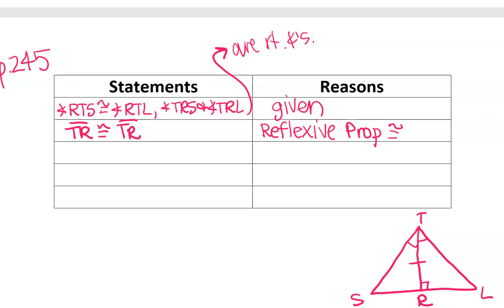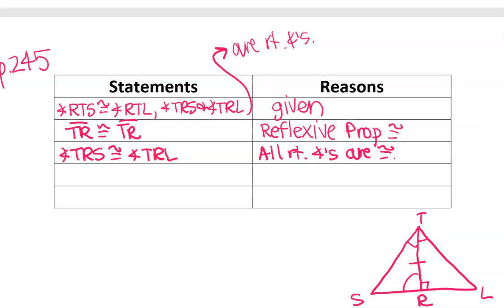So we just did this one. So we have an angle and a side. We do have 2 angles marked with right angles, but we have not specified that they are the same. So those 2 right angles are the same. All right angles are congruent. So angle TRS is congruent to angle TRL.